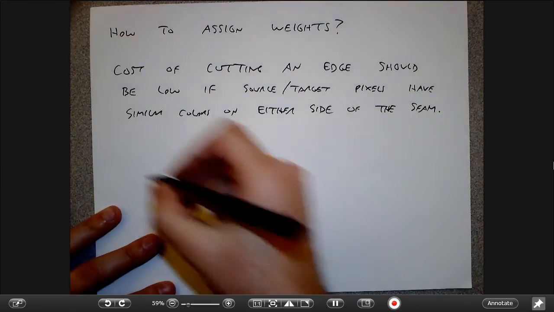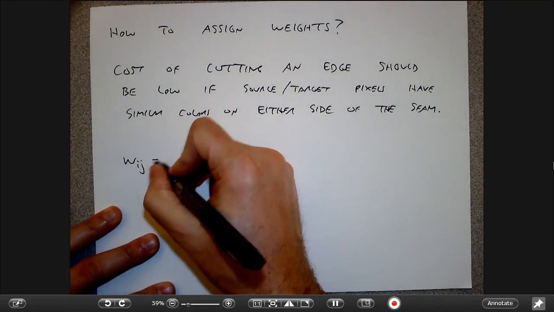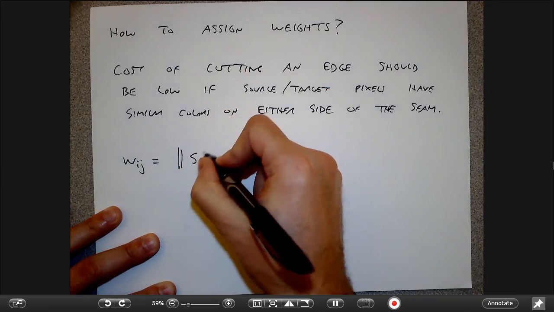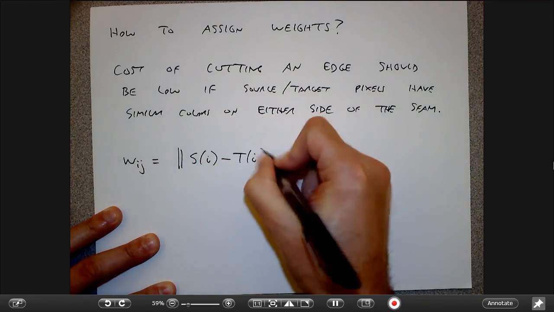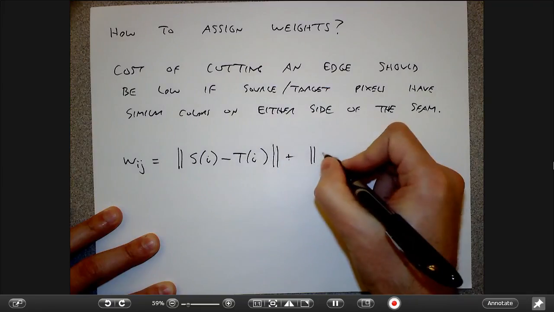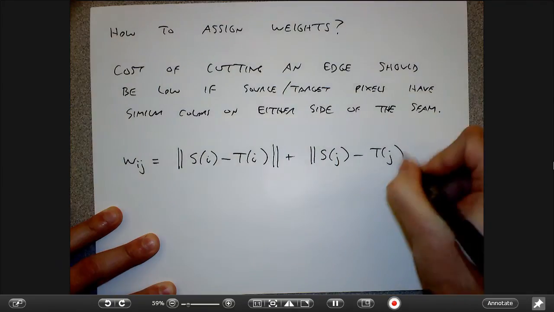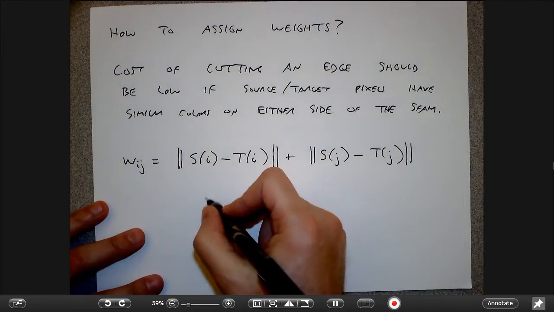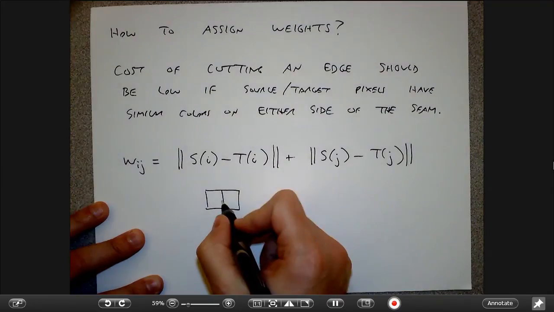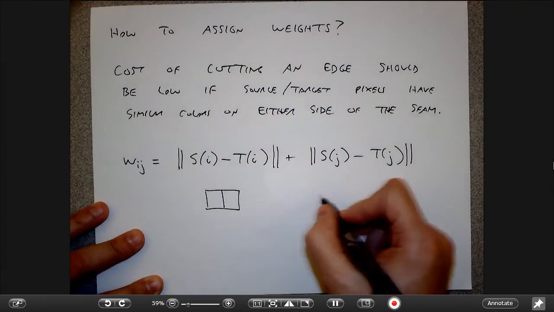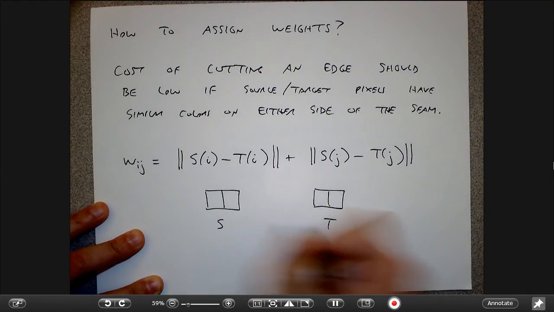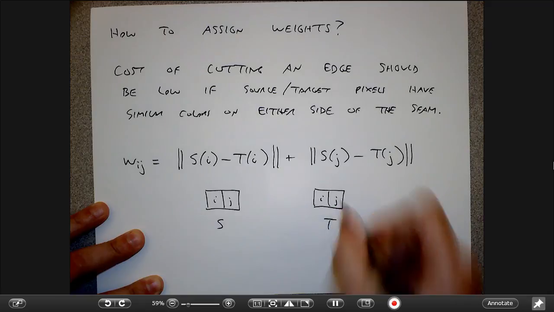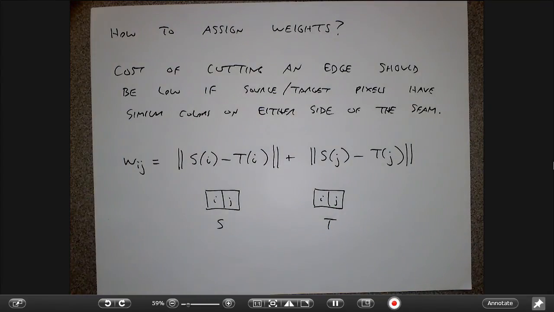So one way of doing this is to say that the weight between adjacent pixels should be something like this: the source at pixel i minus the target at pixel i, plus the source at pixel j minus the target at pixel j. This is a very simple way to do it, where I am basically saying, okay, pixels i and j are on either side of a hypothetical boundary, right? And what I'm saying is that in both the source and the target, I want these 1 by 2 blocks of pixels to be pretty similar. And that way, if I draw a line between i and j here, I'm not really introducing a lot of energy, right?